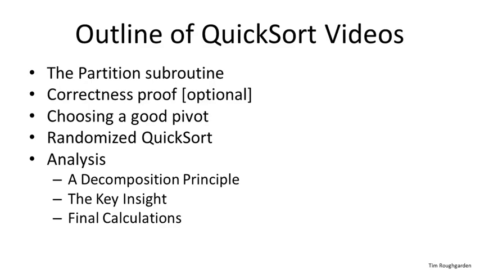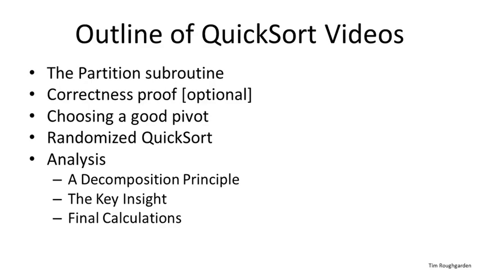Then we'll be discussing exactly how the pivot is chosen. It turns out the running time of quicksort depends on what pivot you choose. So we're going to have to think carefully about that. Then we'll introduce randomized quicksort, which is where you choose a pivot element uniformly at random from the given array, hoping that a random pivot is going to be pretty good sufficiently often.